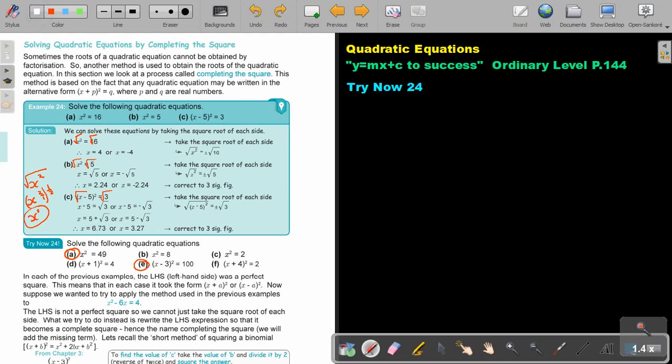Okay, let's start. Number A. So basically, it's x squared equals 49. So I basically just take the square root, and there's my plus minus. And then this is going to be x, and this is going to be plus minus 7. So therefore, x is positive 7, or x is negative 7.